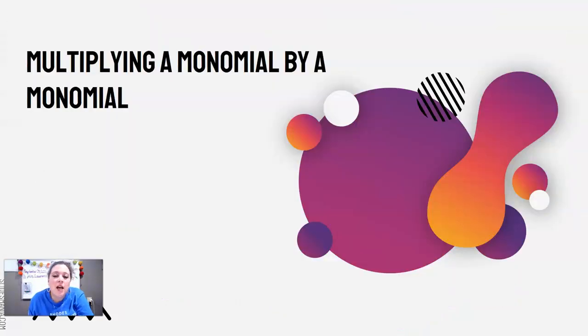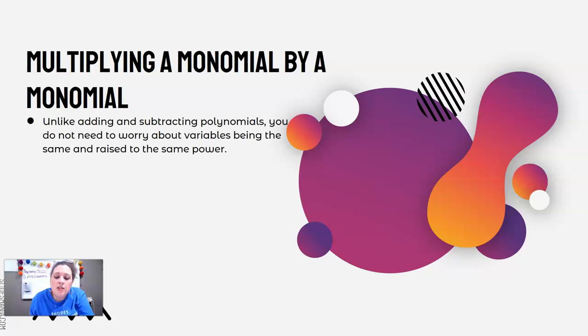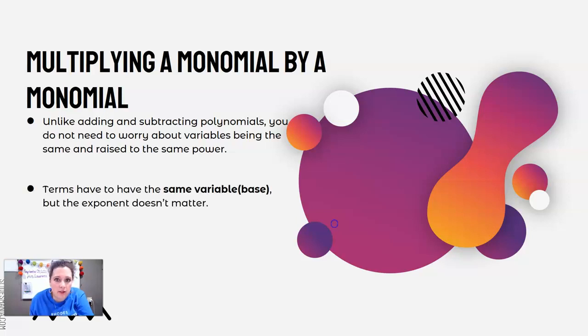Let's go. So multiplying monomial by monomial. If you remember your vocabulary terms, that just simply means multiplying one term by another term. It's different than adding and subtracting. When we added and subtracted, it was really important that those terms have the exact same variable raised to the exact same power. That is not going to be the case when we are multiplying.